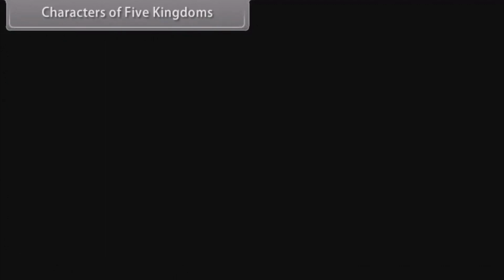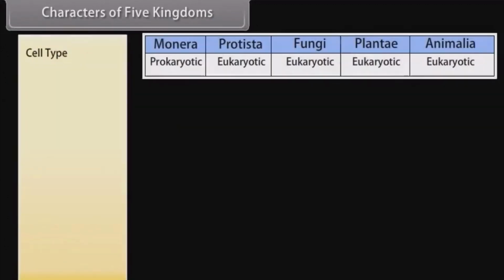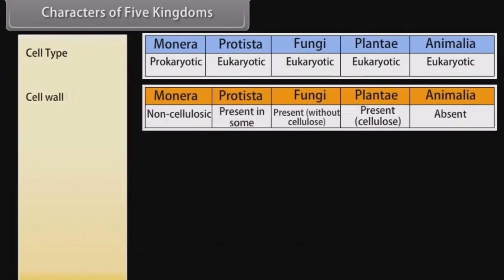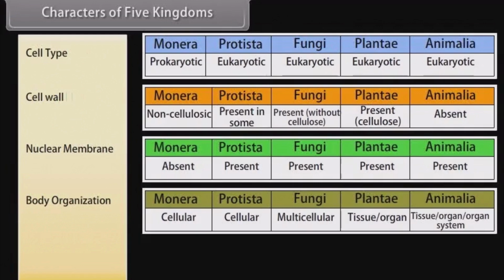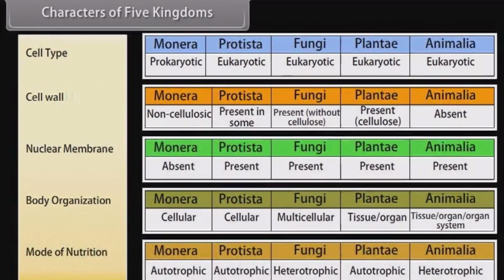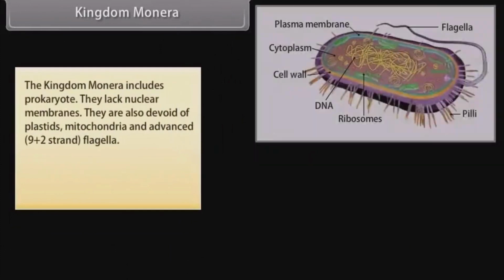Characters of 5 kingdoms: cell type, cell wall, nuclear membrane, body organization, mode of nutrition. Kingdom Monera. The kingdom Monera includes prokaryotes. They lack nuclear membranes. They are also devoid of plastids, mitochondria, and advanced 9+2 strand flagella.